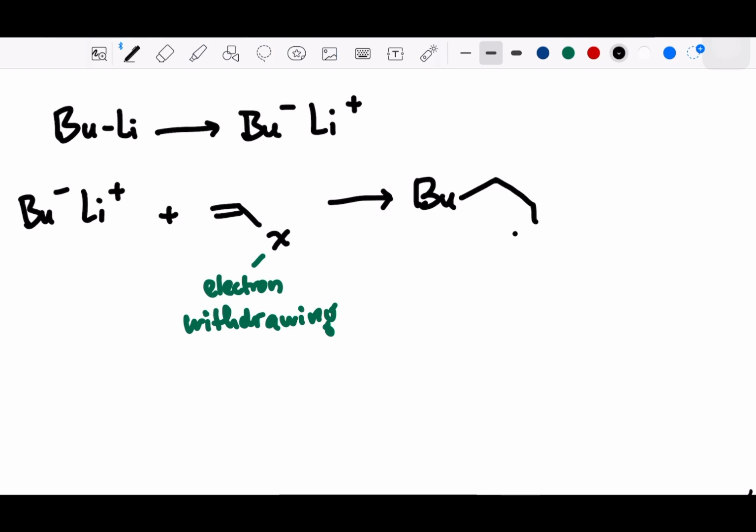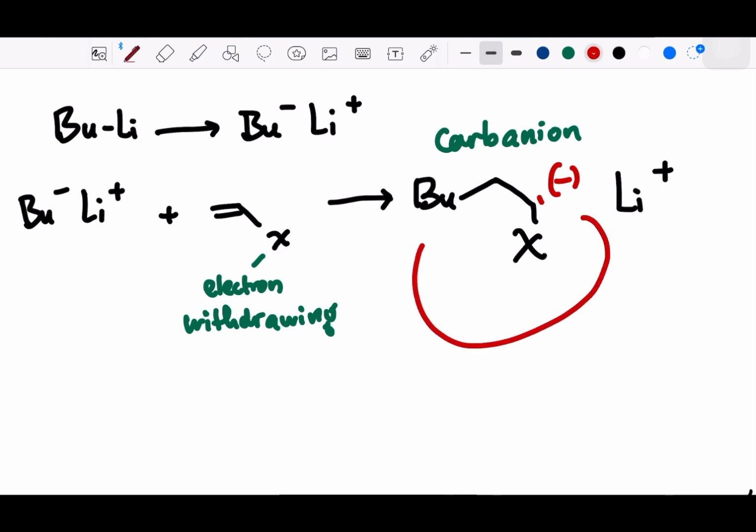monomer and take this form, while it has the negative charge on this carbon. So this is the carbanion. And then the lithium becomes the cation. And then with this carbanion, we can polymerize further. So take another monomer.